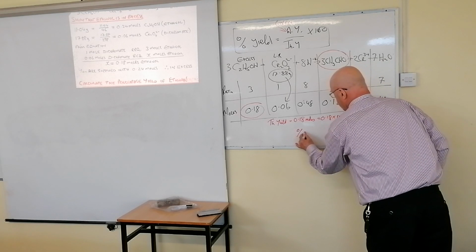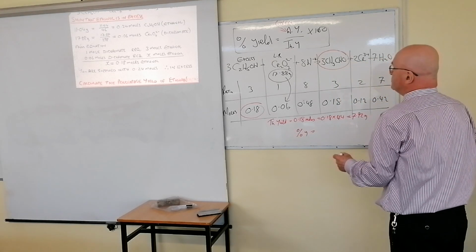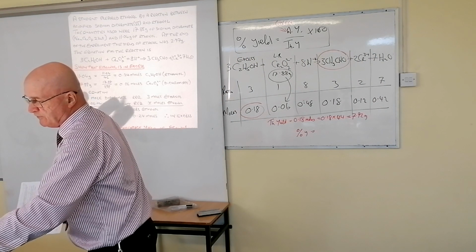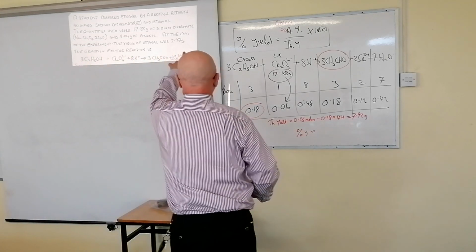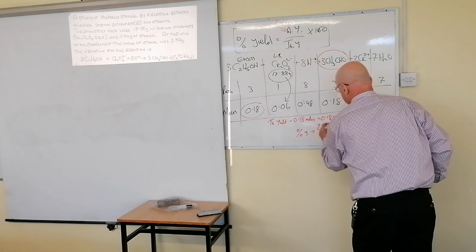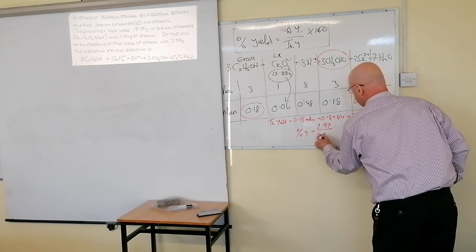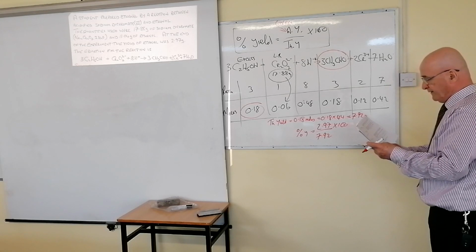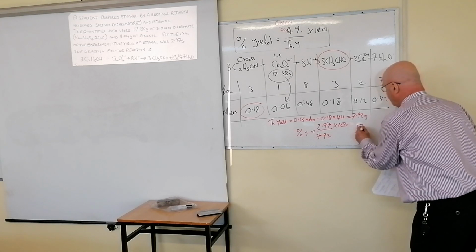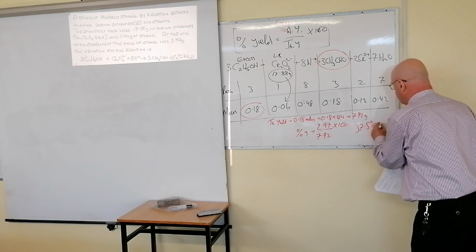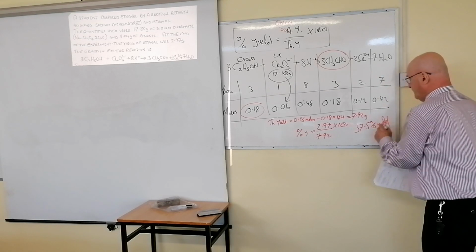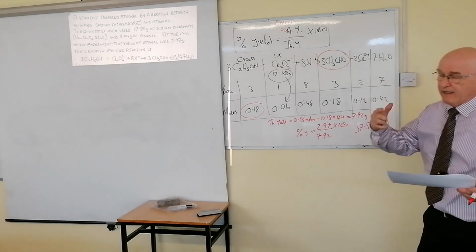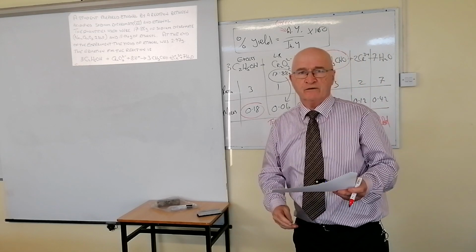So the percentage yield is equal to the actual yield, back to the question. The actual yield, 2.97, over the theoretical yield, 7.92, multiplied by 100. Okay, and that's what you're working with there, and that comes out to be 37.5% yield. So in other words, we seem to have lost about 60% of the product. And that's not going to arise here, but the reasons why you lose it could be many.